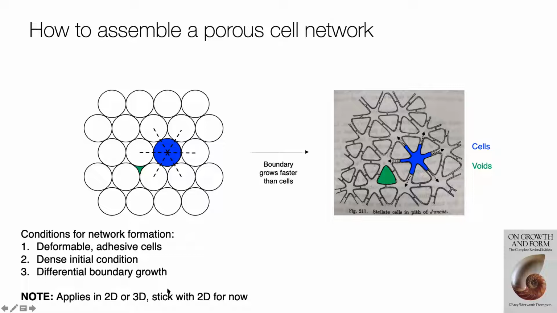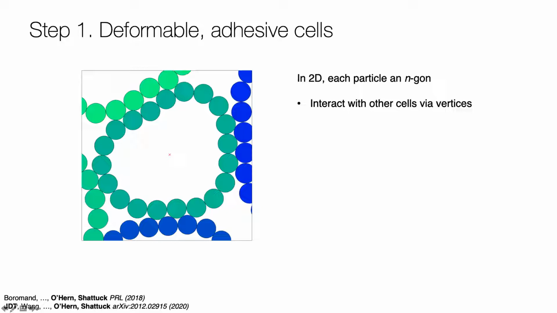Doesn't really matter, but I'm going to be talking about simulations, and simulations are much easier to do in 2D. So for now, all I'm going to be talking about is how to make these cell networks in 2D, but the general principles I think will be applicable to 3 dimensions as well. Okay, so step 1, we have to simulate cells that can both be sticky and change shape.